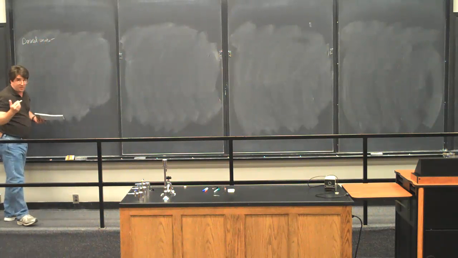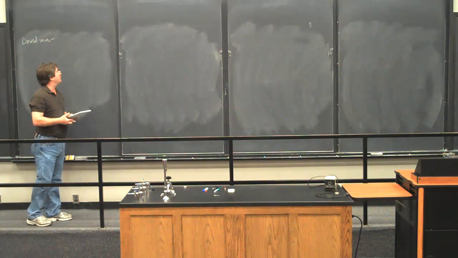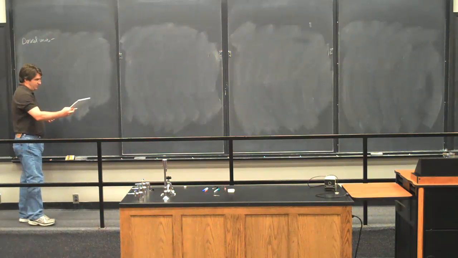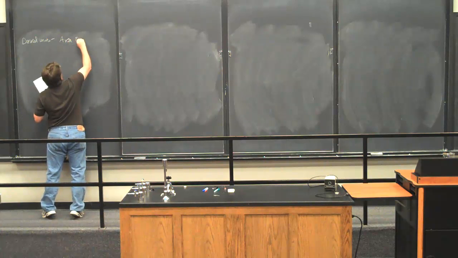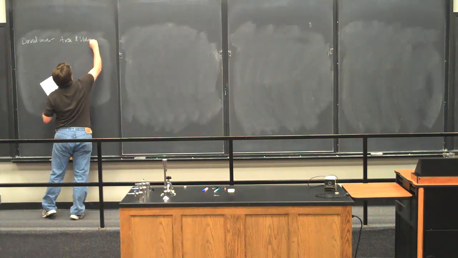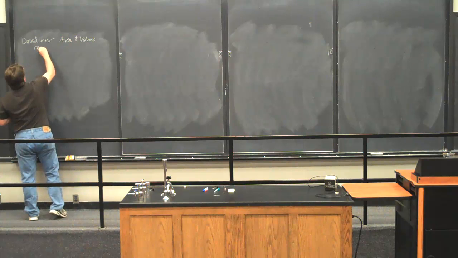Remember how I said a joule was a derived unit? It was kilograms meters squared per second squared. Well, there's several other derived units we use in chemistry. Area and volume are two of those. They're related to length.